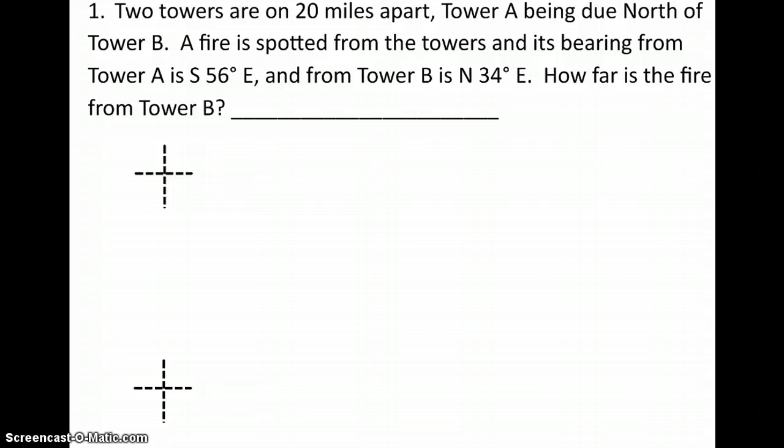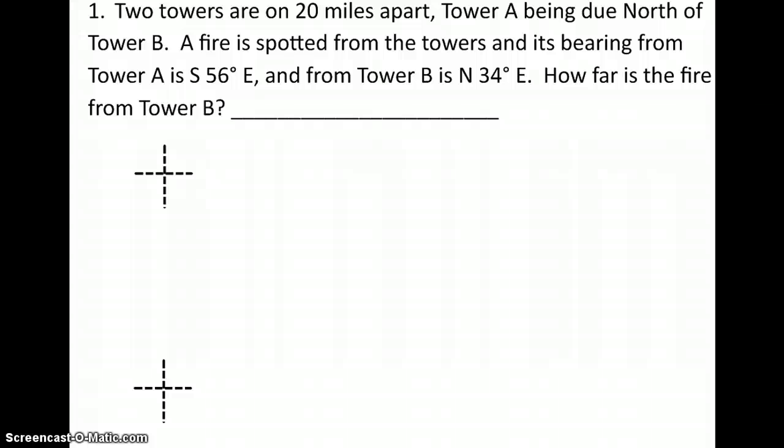All right, let's look at our first problem here with bearing. Two towers are 20 miles apart, Tower A being due north of Tower B. A fire is spotted from the towers and its bearings from Tower A and Tower B are south 56 degrees east and north 34 degrees east. How far is the fire from Tower B?